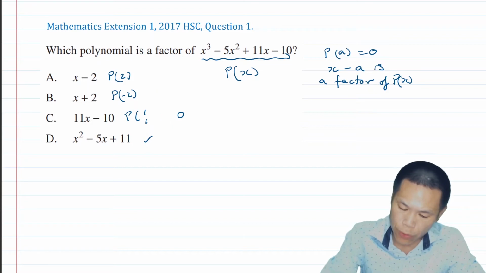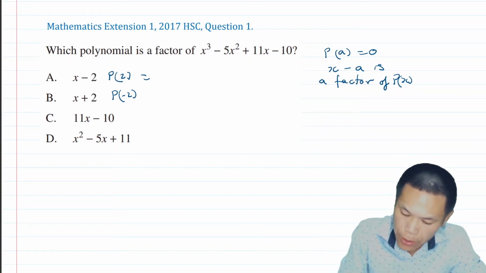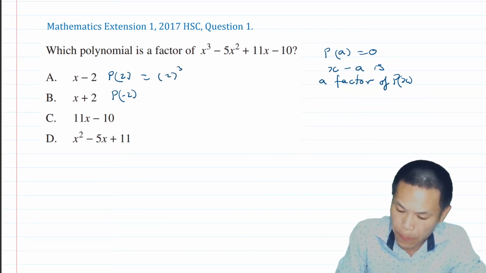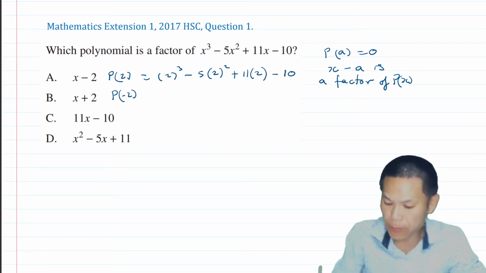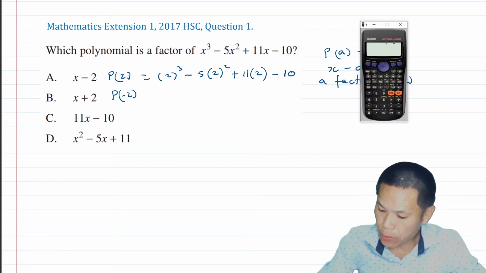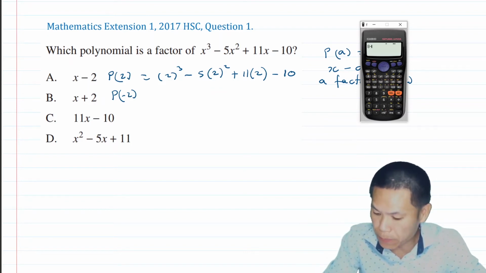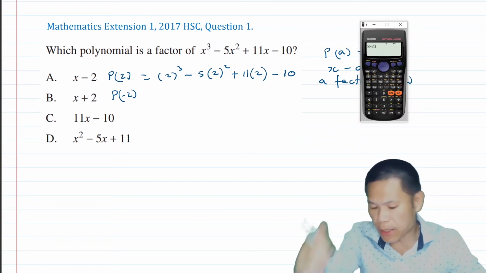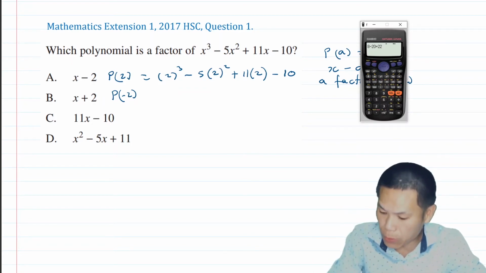So we find P of 2 first. P of 2 is equal to, I just write this down, 2 to the power of 3 minus 5 lots of 2 squared plus 11 lots of 2 minus 10. So I'll put it in the calculator. 2 to the power 3 is 8. And then 2 squared is 4. 4 times 5 is 20, so I just minus 20. And then 2 times 11 is 22, so I just add 22. And then minus 10, of course.